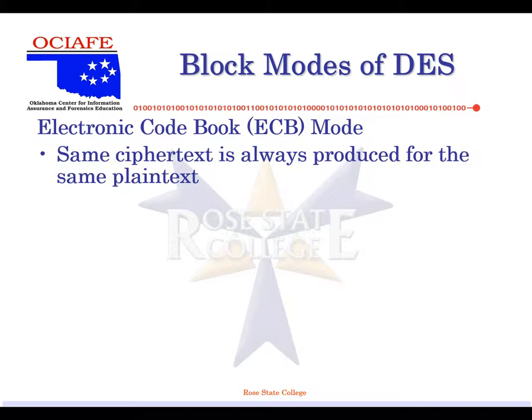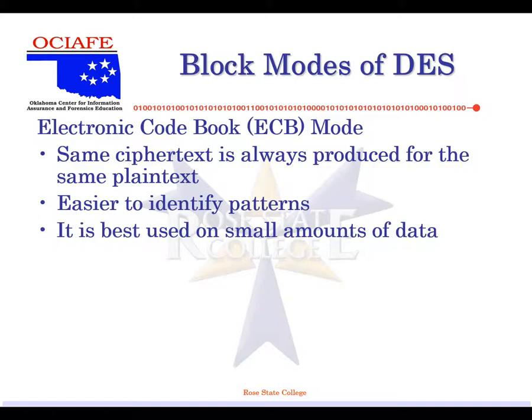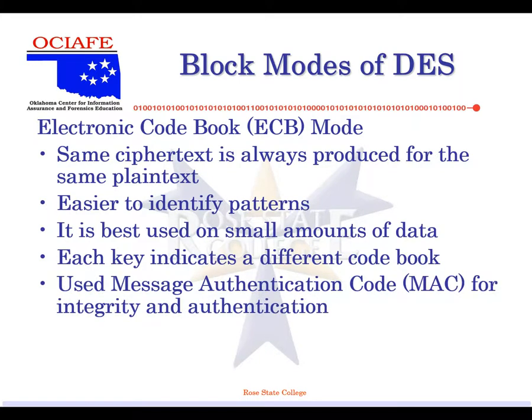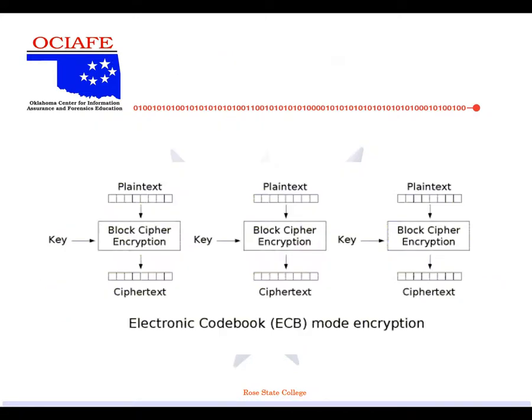Okay. So the same ciphertext is always produced from the same plain text. So if I give you the same plain text, run it through ECB, you get the same ciphertext. Same plain gives you same cipher when using ECB. Okay, it's very easy to identify patterns this way. It's best for small amounts of data. You don't want large. Okay, and it says the key indicates the different code books it used. And it uses message authentication code for verification and integrity.